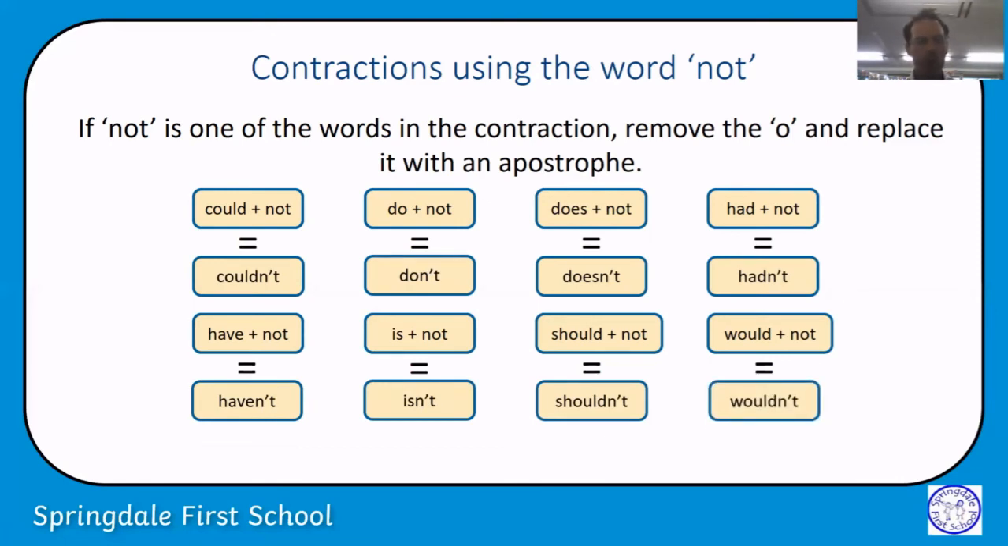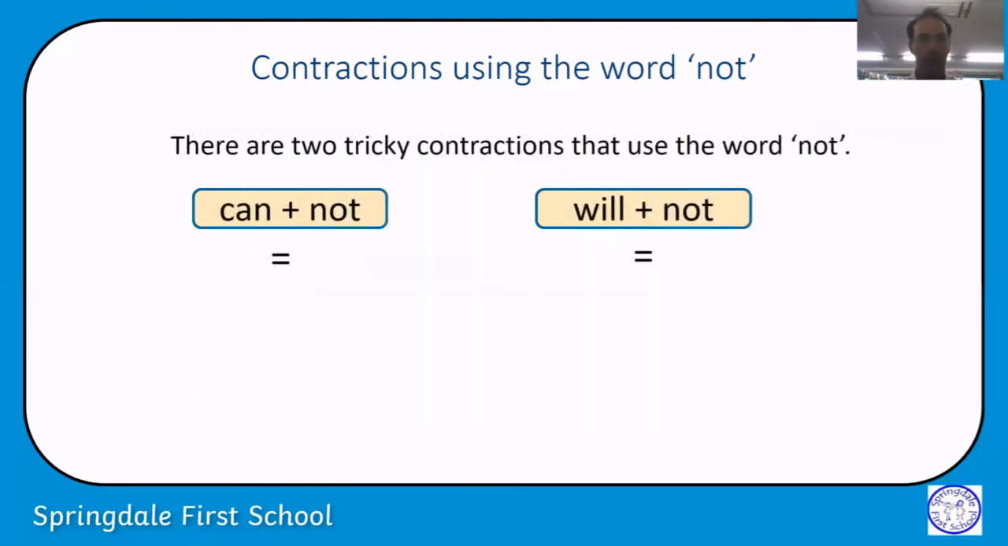Fantastic. But there's 2 words we use lots that use the contractions not that I haven't got in here. Do you know what they are? What's that? Can't and won't. Well done. So 2 tricky contractions that use the word not are can and not. Okay, so that becomes can't, and will and not becomes won't.